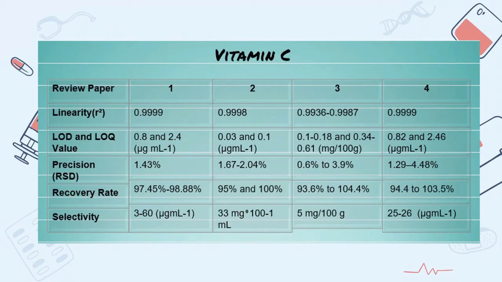Next, it is also observed from the data of Article 2 that the recovery rate is 95% until 100%. Meanwhile, in Article 4 it is 94.4 until 103.5%. And finally, Article 2 shows 33 mg per 100 ml for selectivity. Besides that, it is 25 until 26 microgram per milliliter in Article 4.